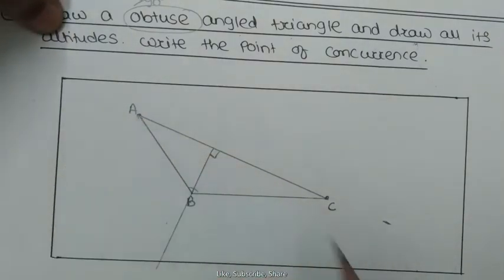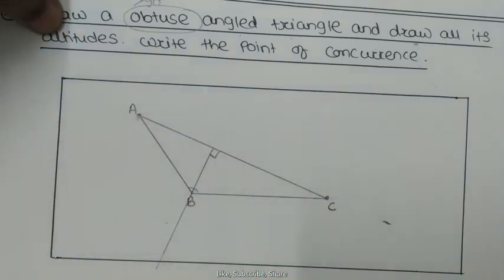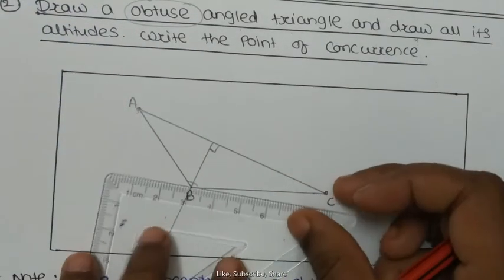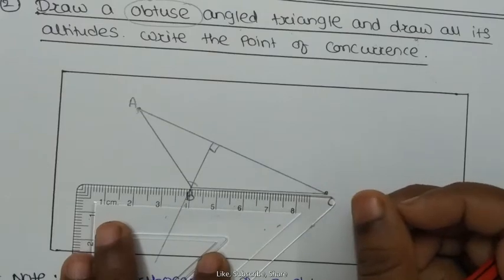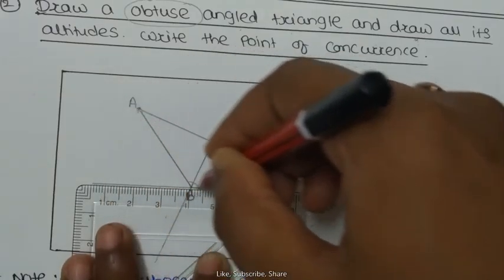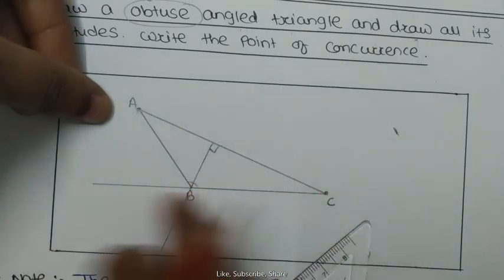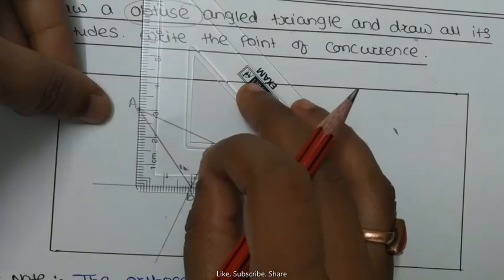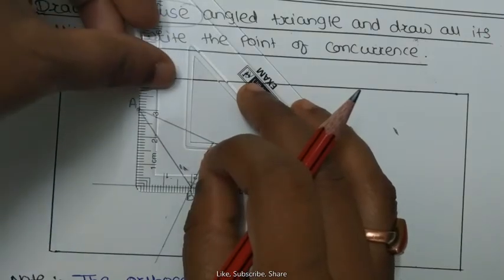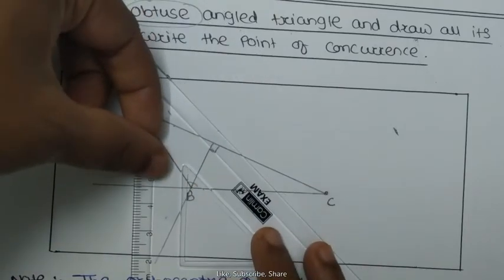Now next one, consider vertex A. When we consider vertex A, the opposite side of vertex A is BC. So we have to extend this line here. Okay. So the opposite side of vertex A is this line. So we have to put the set square like this one, and extend this.